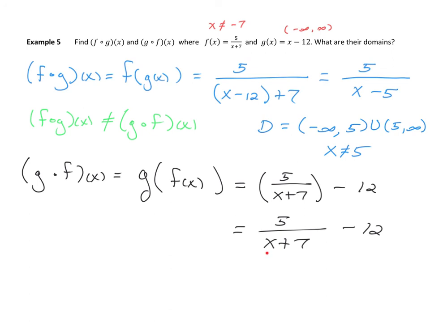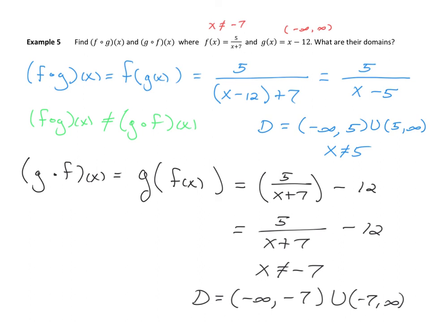And I can see -7 is not allowed. So you could either say, well, x is not equal to -7, or you can take everything from negative infinity to -7, all the way from -7 to positive infinity. So basically skip over -7 and everything else works.